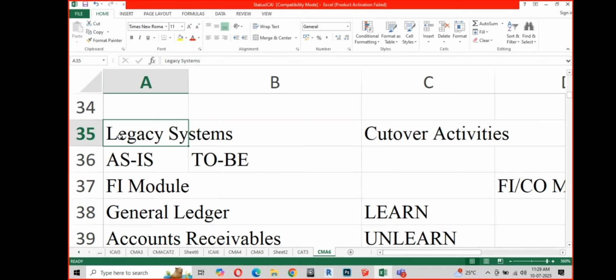So what are cutover activities? Now say I am introducing SAP in the mid-year. The implementing partner wants to go live on SAP, or start using SAP, by the 30th of September. So from April 1st of 2025 to the 29th or 30th of September 2025, there were transactions in the earlier system also.